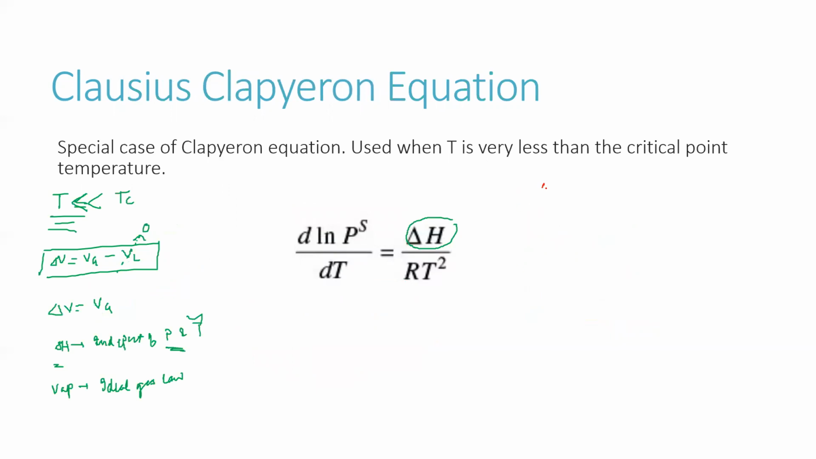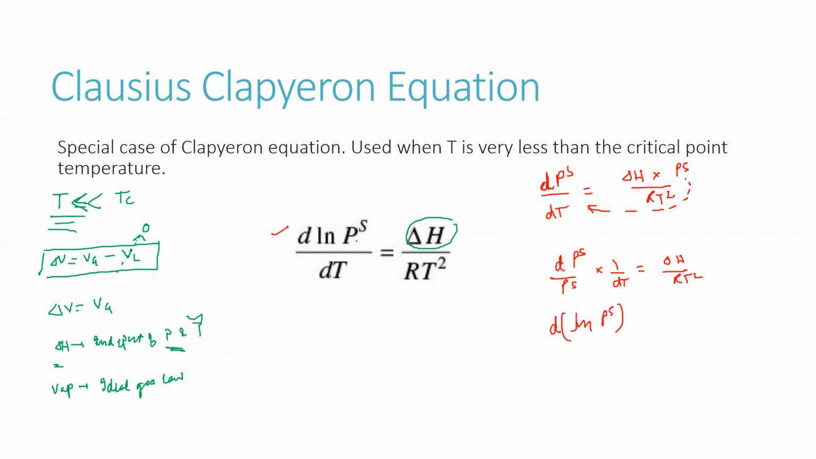So I'll write that down over here. dP S by dT is equal to delta H into P saturation upon RT square. Now I'm taking this P saturation to the denominator. So we'll get dP saturation by P saturation into 1 by dT is equal to delta H by RT square. All right. So this can be written as d ln P saturation. All right. That's how we get this one. d ln P saturation by dT is equal to delta H by RT square.